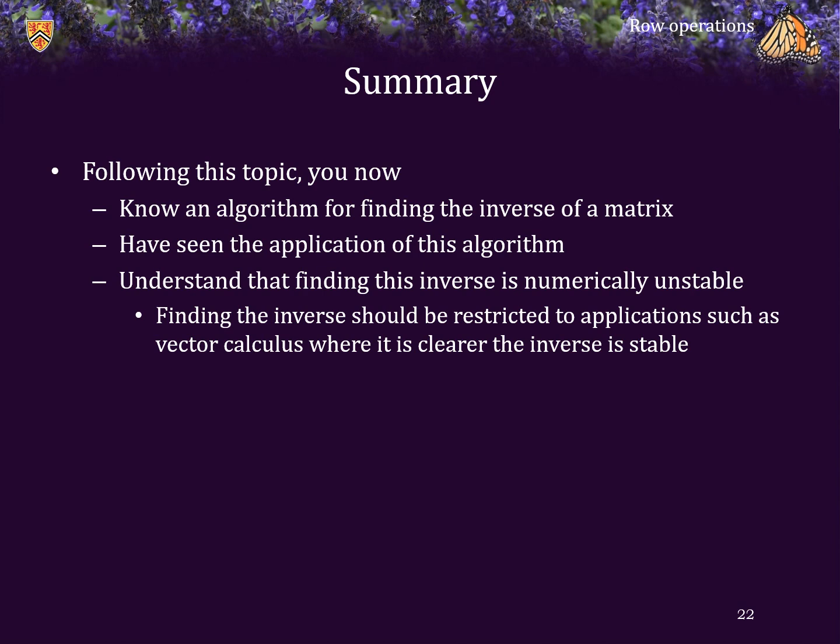Following this topic, you now know an algorithm for finding the inverse of a matrix, assuming it exists. You have seen the application of this algorithm, and you understand that finding this inverse is numerically unstable. Consequently, finding the inverse should be restricted to applications such as vector calculus, where it will be clearer that the inverse is stable.